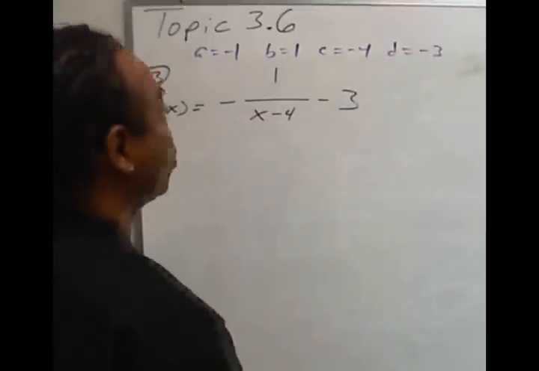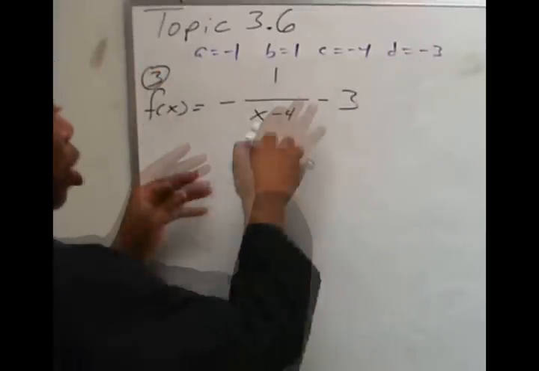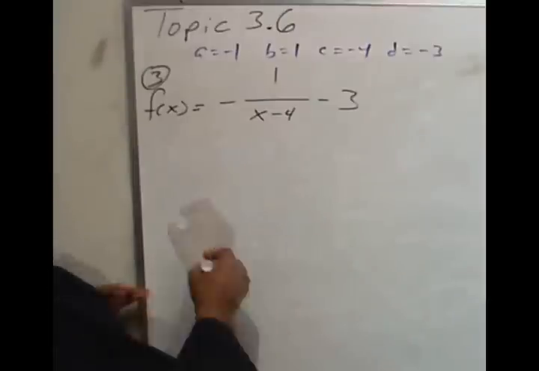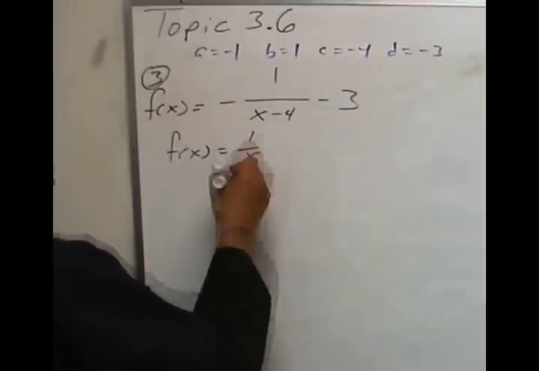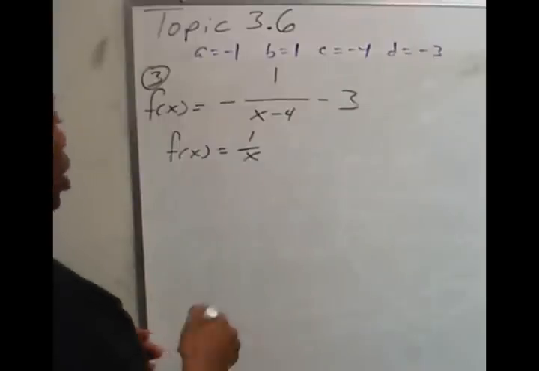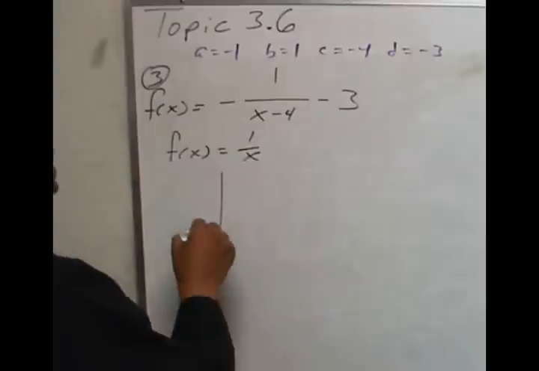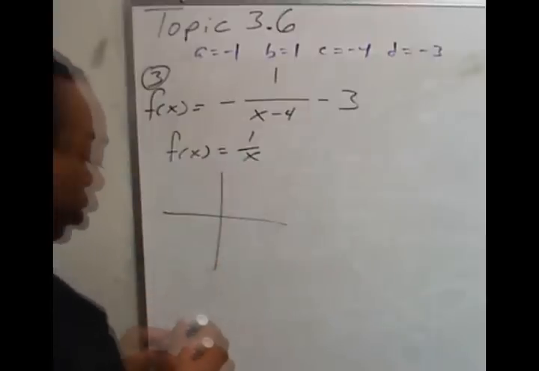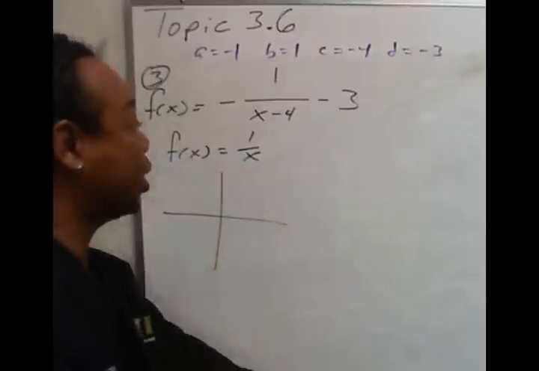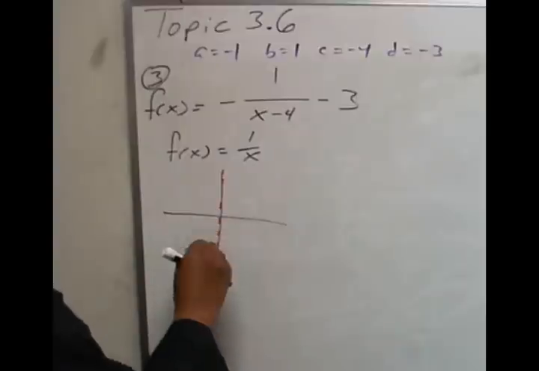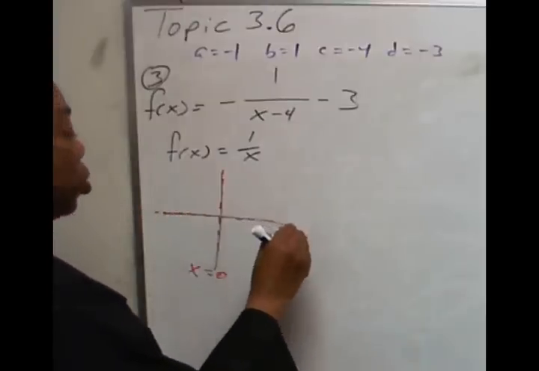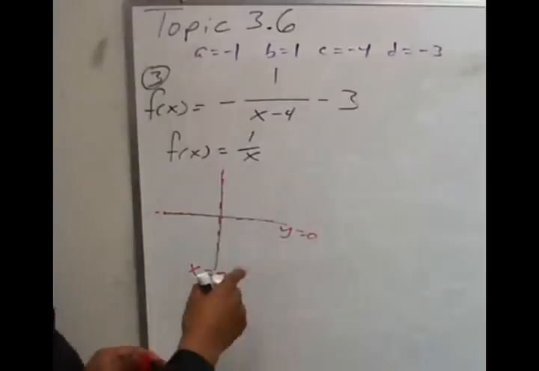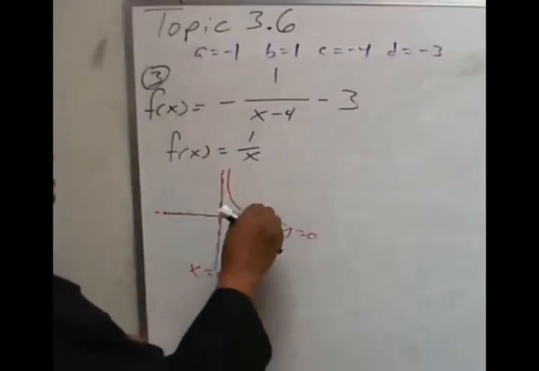So step 1 is to strip all my parameters off and get this to the basic function. So we have f of x equals 1 over x. And we're going to graph this. This is graphed by first using asymptotes, which are x equals 0 and y equals 0. And then we draw in the actual function here.